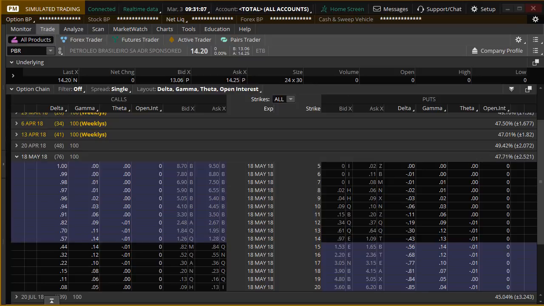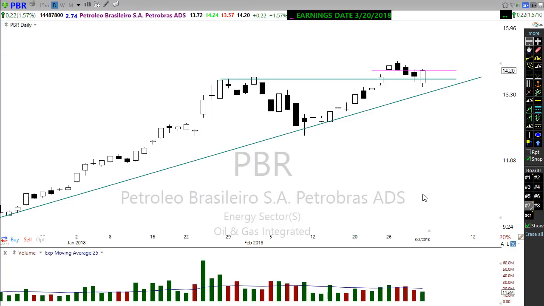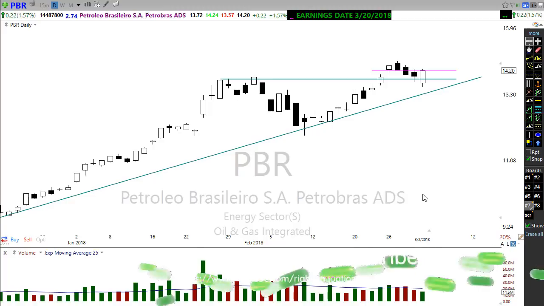Okay, so let's go ahead and take a look at the stock itself. Let's evaluate the stock itself. So when I'm planning a trade in an option, I'm also planning this just the same way I would if this was a stock trade.